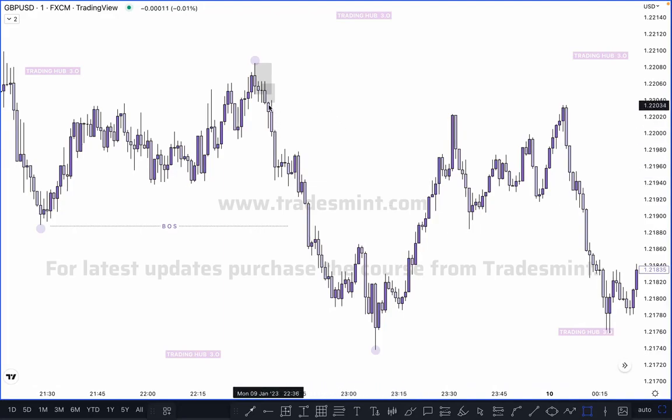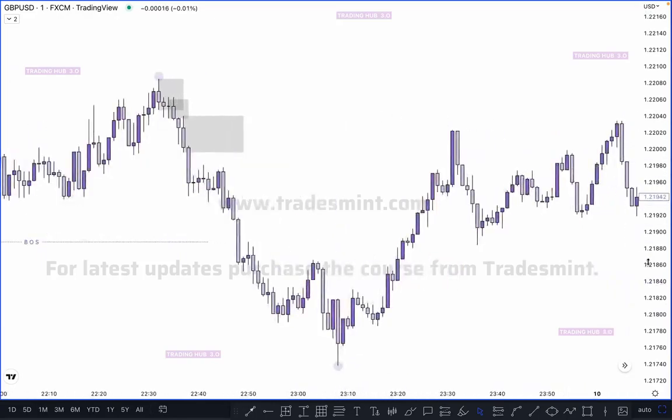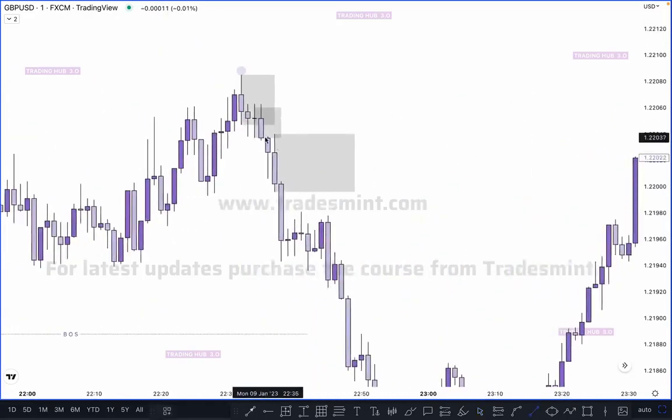This candle taken out the previous candle high. It means this acts like our valid order block. Why? Because proper imbalance is available here. Also, this candle taken out the previous candle high. Let me show you exactly at this point. You can see here this candle high taken out by this candle.